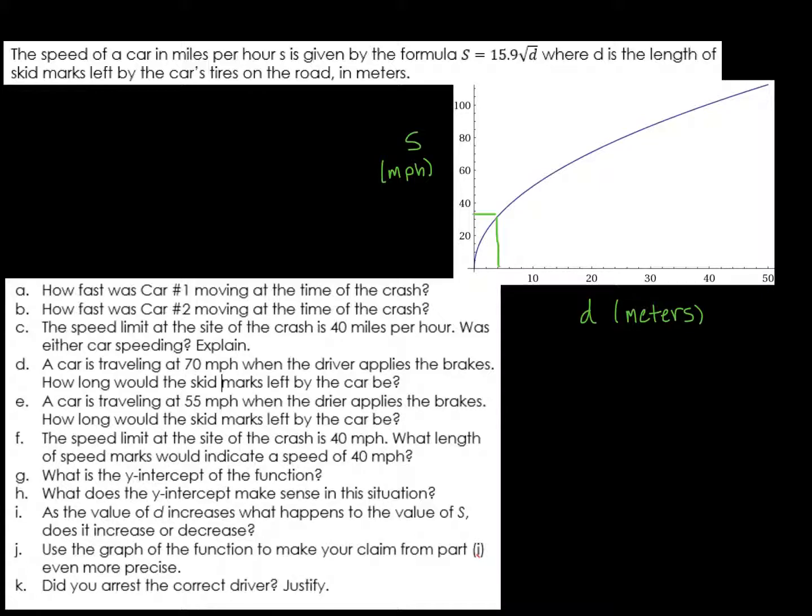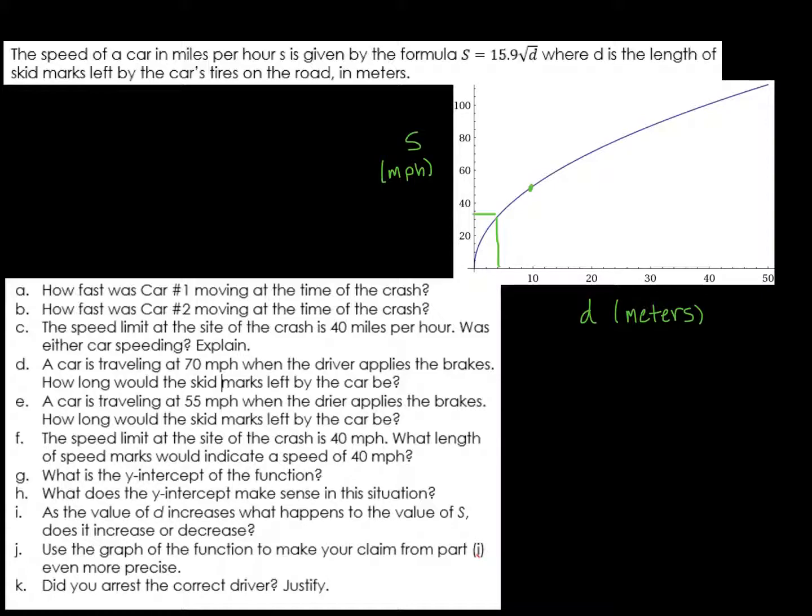And to do this, we can just consider two parts of the graph. Let's first look at the beginning of the graph, and let's notice how much the speed will increase if your skid marks increase from 0 meters to 10 meters. This isn't hard to do. We know that if your skid marks are 0 meters, then you are traveling at 0 miles per hour. And by looking at the graph, if your skid marks were 10 meters long, it appears that you are traveling at around 45 miles per hour.